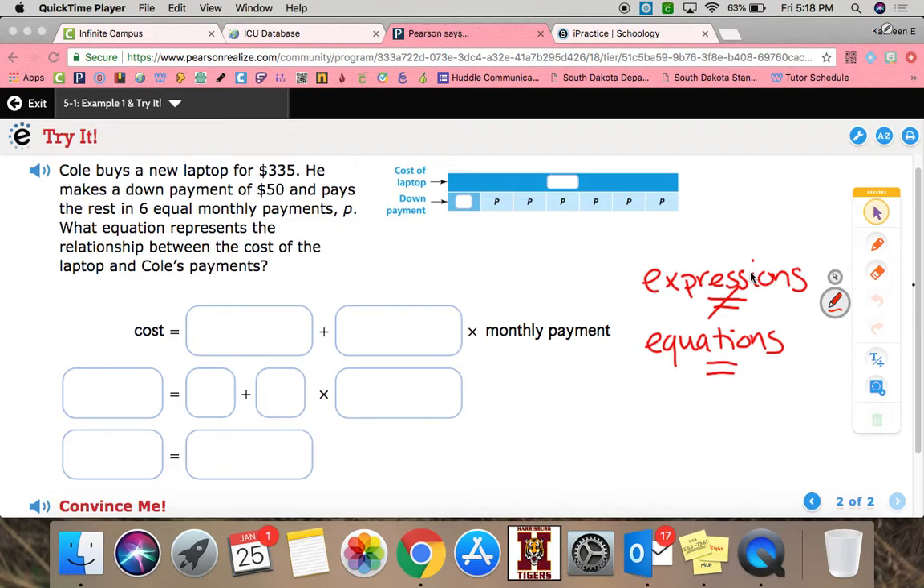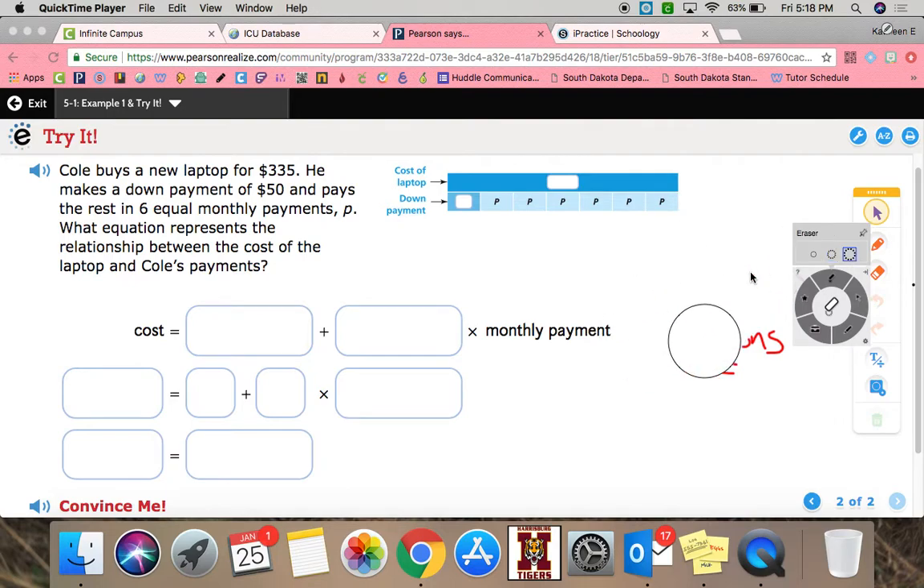Okay, we're going to be writing those equations in 5.1, and then we'll work on solving them afterwards. So 5.1 is all about writing them, and then we'll move on to how to solve them. So equations, not expressions, they actually equal something.